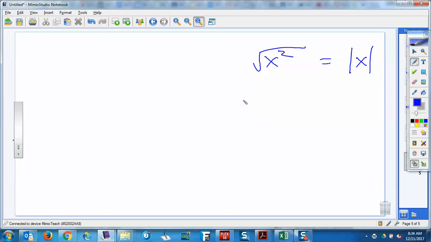It's the absolute value of x. Because what if you do the square root of negative 3 squared? That's why I went through all that stuff last time. What do you get? You get 3, because negative 3 squared is 9, and the square root of 9 is 3. Not plus or minus, we're not solving an equation. The square root of 9 is 3. So you have to put the absolute value bars around it. Then you get the right answer.